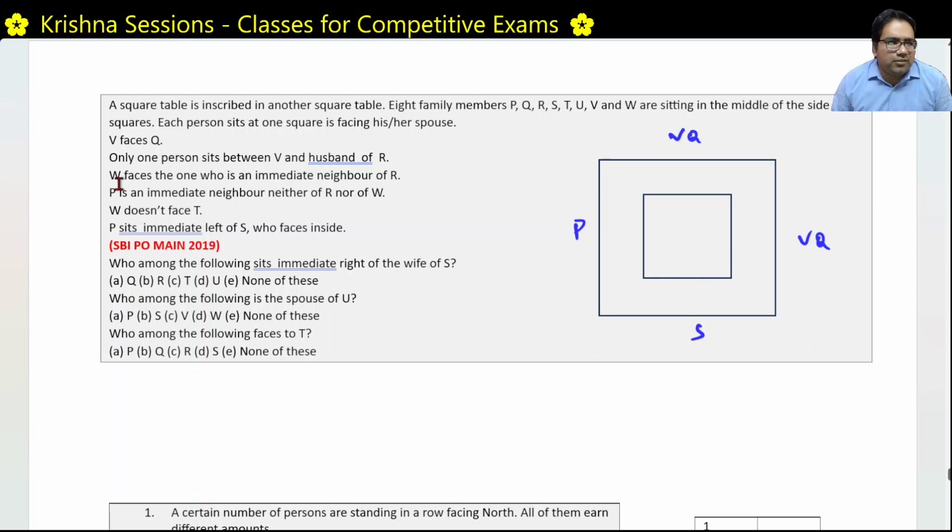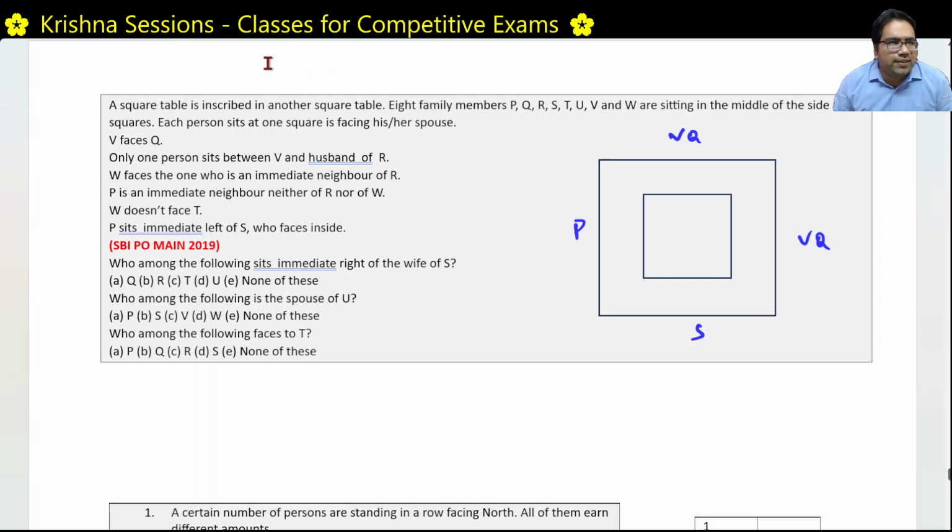Let's see if there are any clues. Only one person sits between V and husband of R. We don't know where R is. We don't know who is husband of R. W faces the one who is an immediate neighbor of R. We don't know where R is, so we don't know where W is also. W doesn't face T. P sits immediate left of S. So this has become a little tricky. That's why this is a tricky problem. Now let's try to understand. Let's try to look with more concentration.